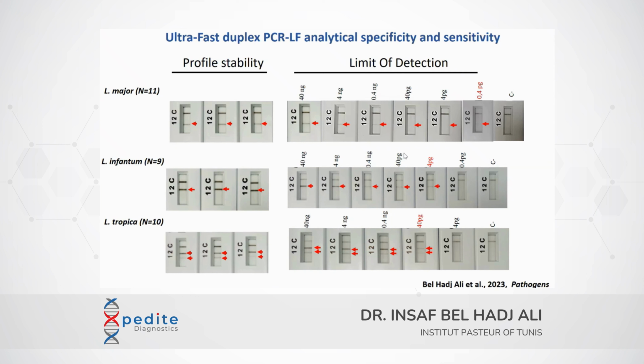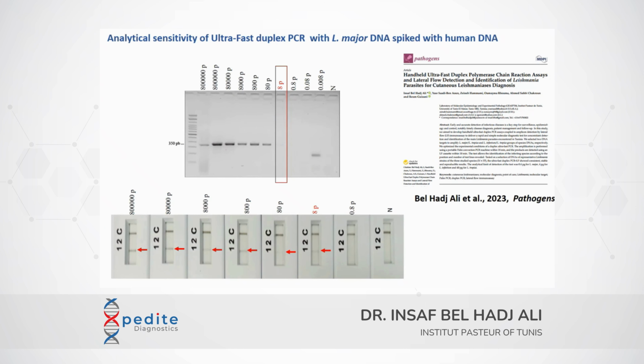of the parasite DNA. So this test was not tested on CL samples, but we tried to mimic biological samples by spiking human blood with a known number of parasites, and we were able to detect as few as 8 parasites. And we did not notice any cross-reactivity with human DNA.